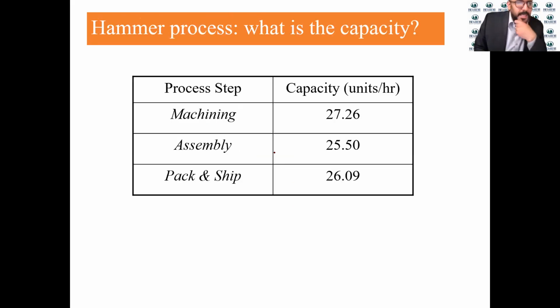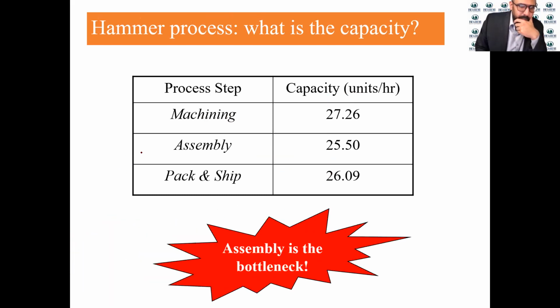All right, so as a summary, this is what we have. What is the capacity for this system? We have 27, 25, and 26. And the assembly here is the bottleneck because it's slowing down the process, not by much, but the system capacity would be 25 units per hour. So you cannot exceed that. Even though the machining can do 27 or the packaging can do 26, because the assembly is slowing you, you cannot serve more than 25.